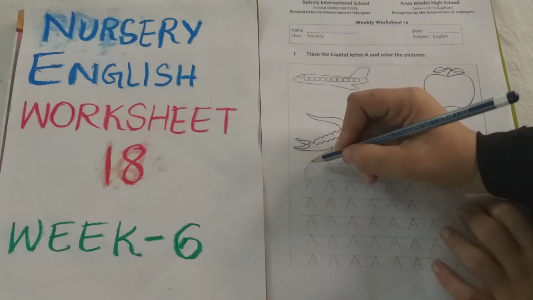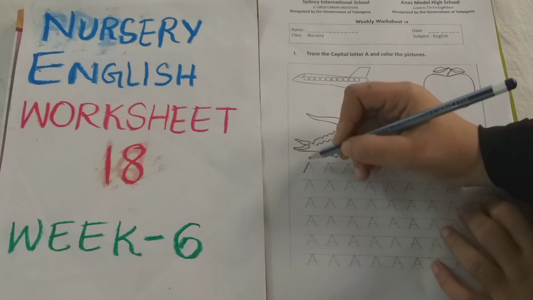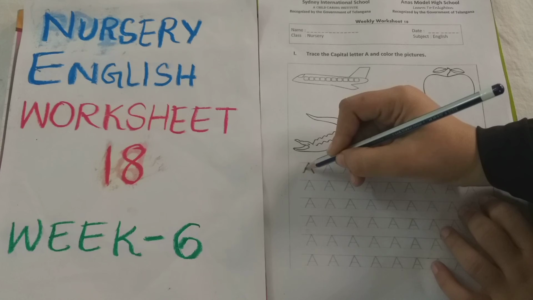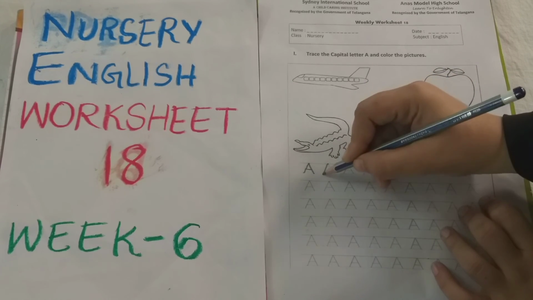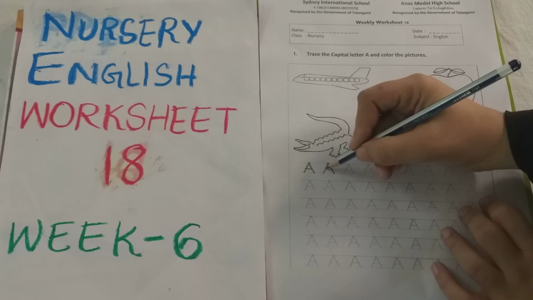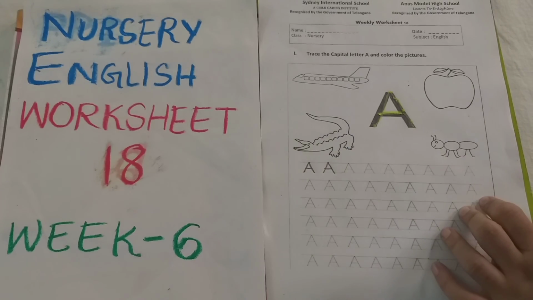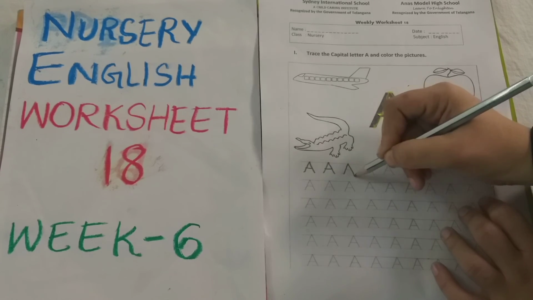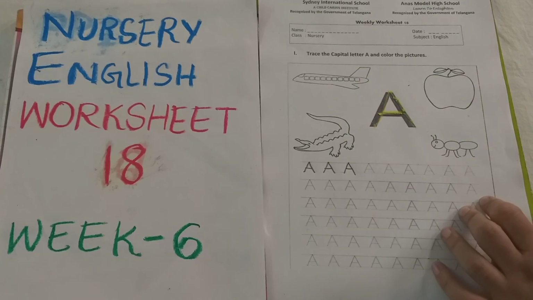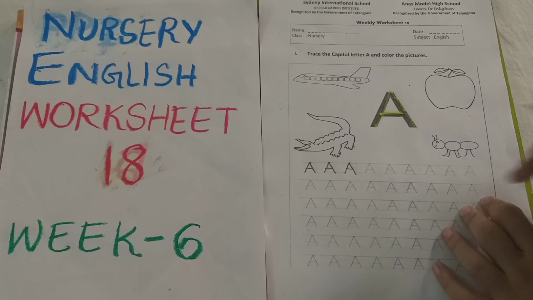Capital A. Now see here. One slanting line, two slanting line, sleeping line. A. Very easy. One slanting line, two slanting line, sleeping line. A. One slanting line, two slanting line, sleeping line. A. The same you have to do the full page.